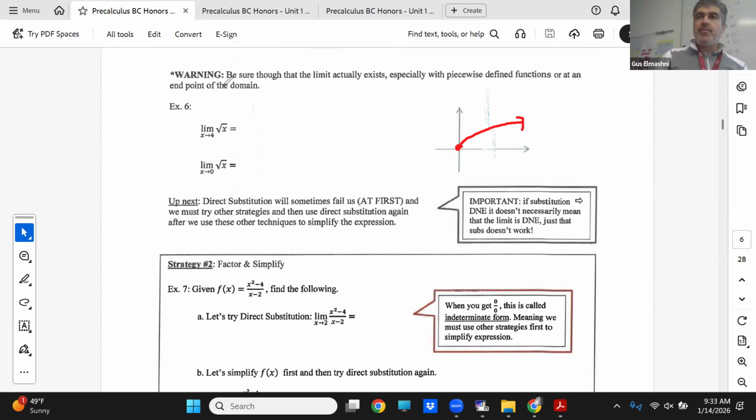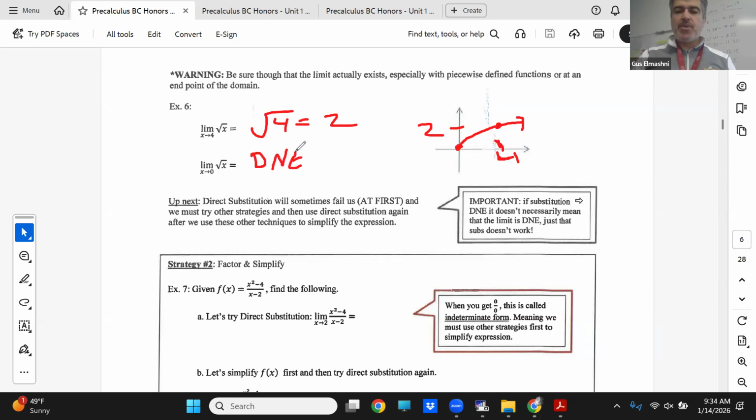Now, I did say earlier on the previous page, we said this on Monday? Yeah, Monday. Sometimes you just plug in. If you just plug in, what do you get? 2. There you go. Just 2 anyway, right? However, however, this one does not exist.